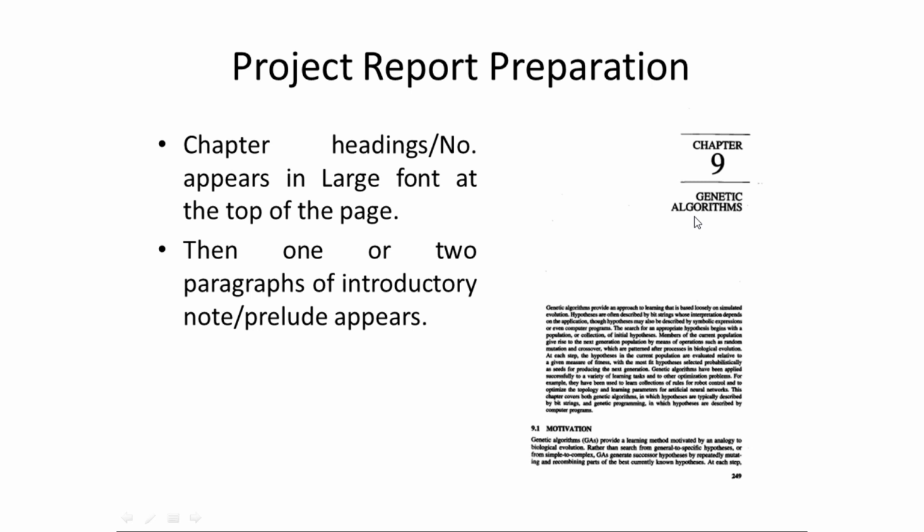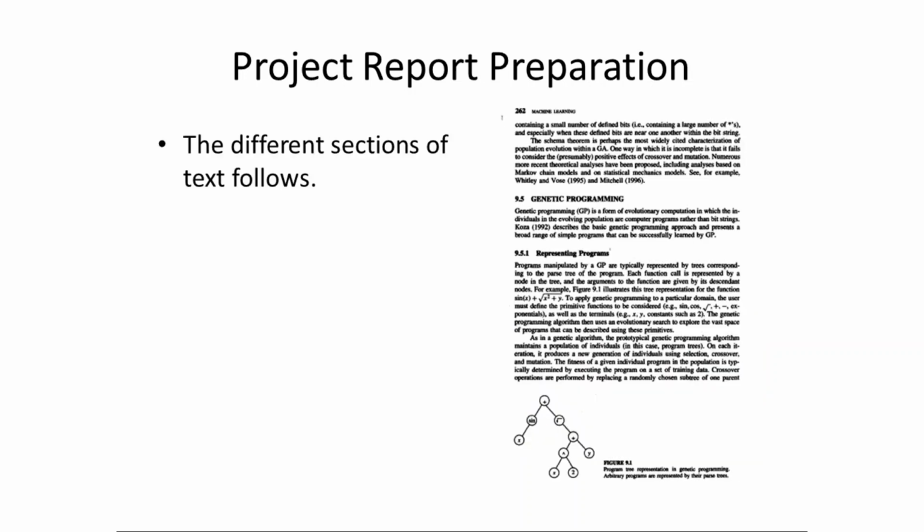And look at this chapter title, chapter 9, genetic algorithms. So chapter 8 and chapter 10 also would be formatted in the same style. And then each chapter begins with one or two introductory paragraphs. Then the actual sections start. And sections may consist of subsections. So after the introductory paragraph or paragraphs, you will have the sections.